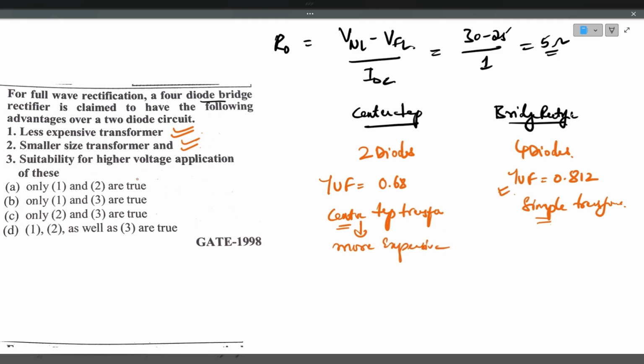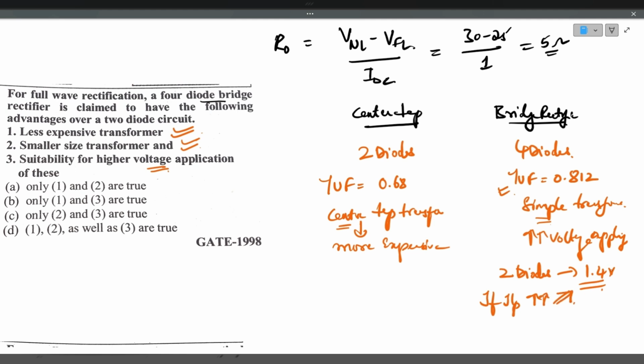Next, suitability for high voltage applications. Yes, the bridge rectifier is suitable for high voltage applications, because it is not suitable for low voltage applications. 2 diodes will be conducting at a time during the positive half cycle and negative half cycle, so the voltage drop will be 1.4 volts for 2 diodes. So if the input voltage is higher, it is better for the bridge rectifier, because 1.4 volts will be negligible. If the input voltage is in the range of 100 volts, this 1.4 volt drop across the diodes will be negligible. That's why it is suitable for high voltage applications. So the answer is option D.